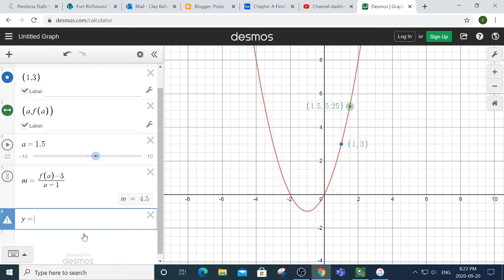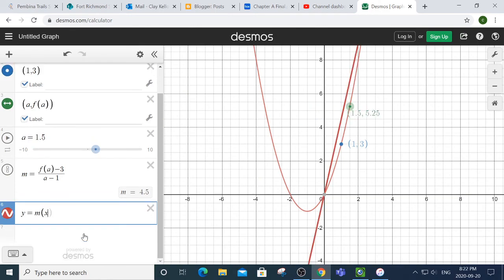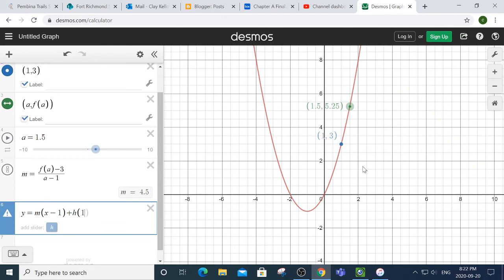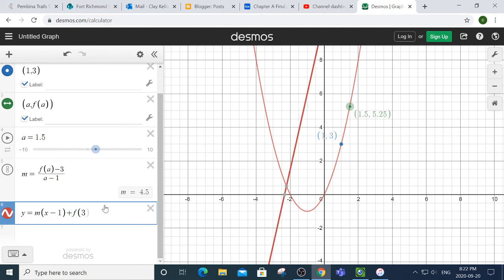And again, if you want to see the secant line while that happens, you just set a secant line as y equals m times x minus, in this case, the point that I'm referring to isn't an a and an f of a. It's actually (1, 3). So I can just go x minus 1 plus f of 1. Oh, and it's not h, it's f. That's the second time I've made that mistake. Sorry. There we go. So there's the secant line that I just made.